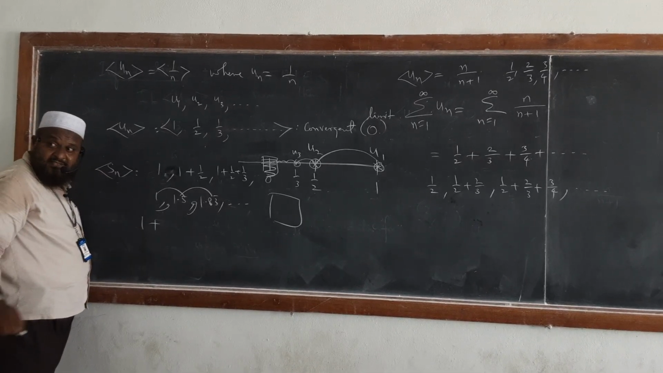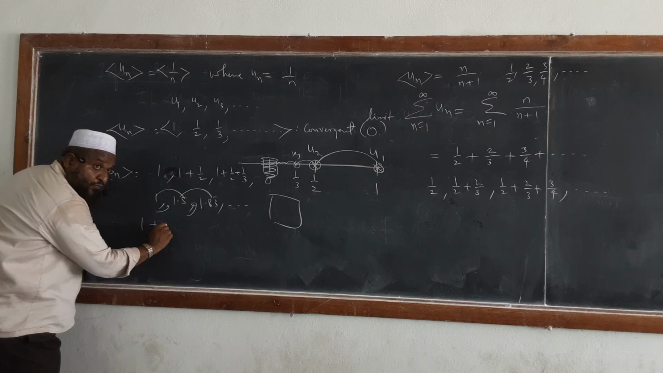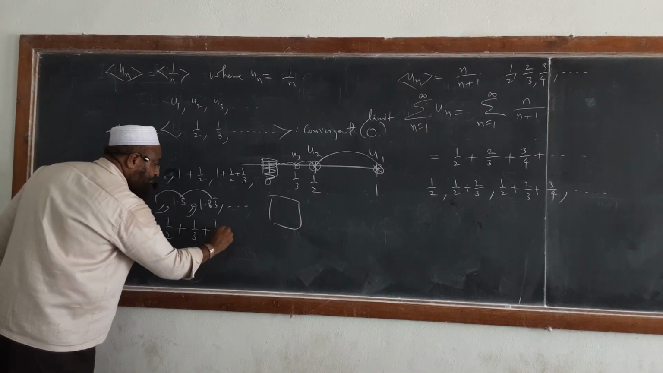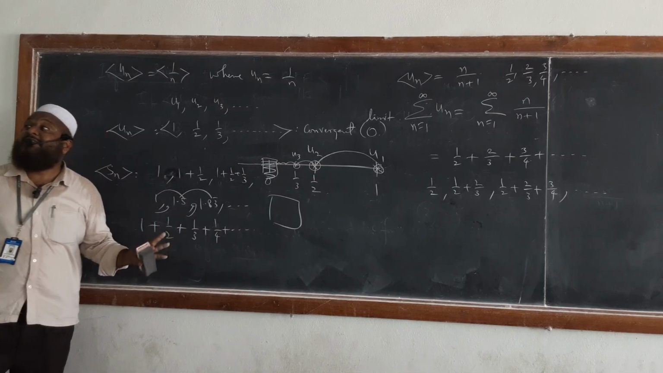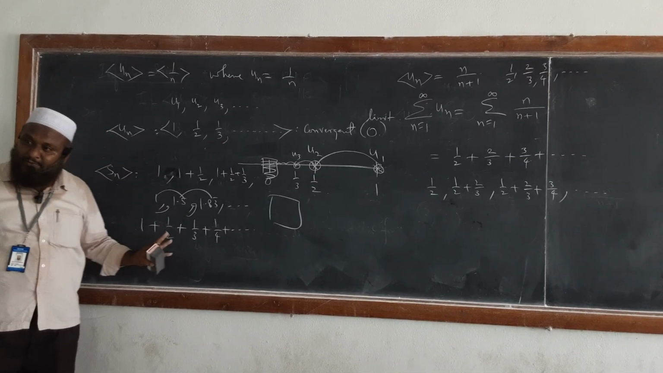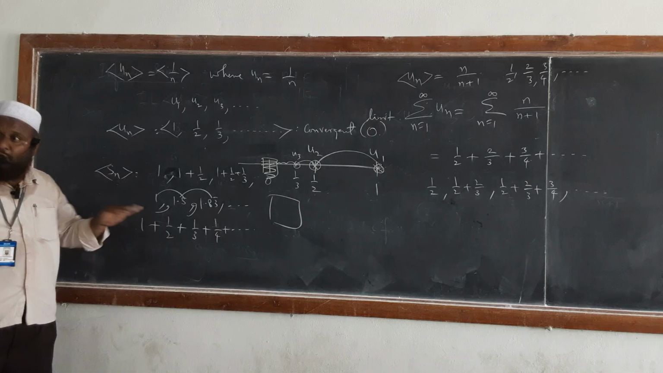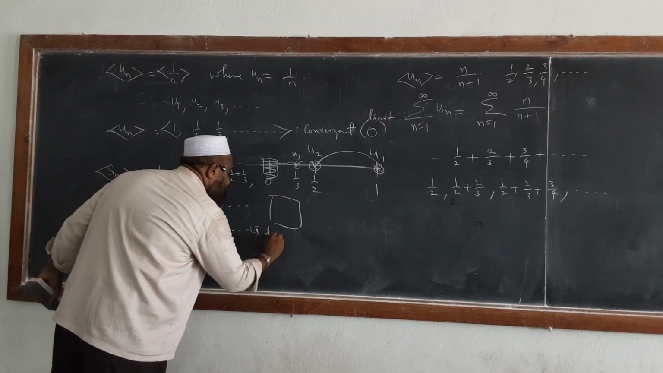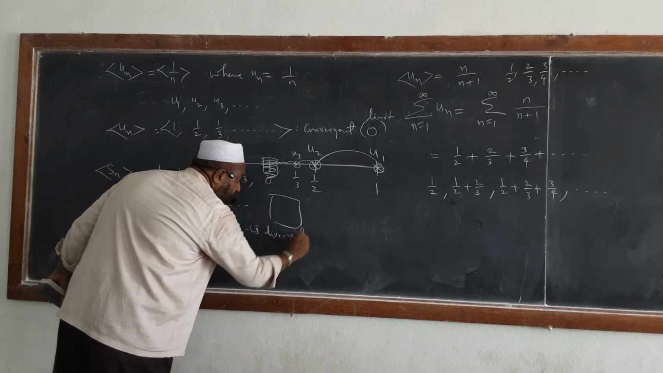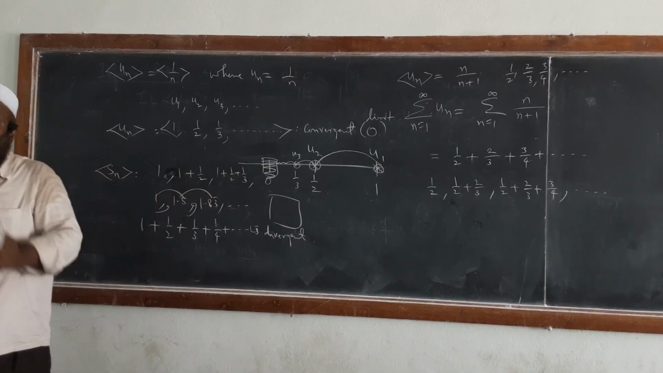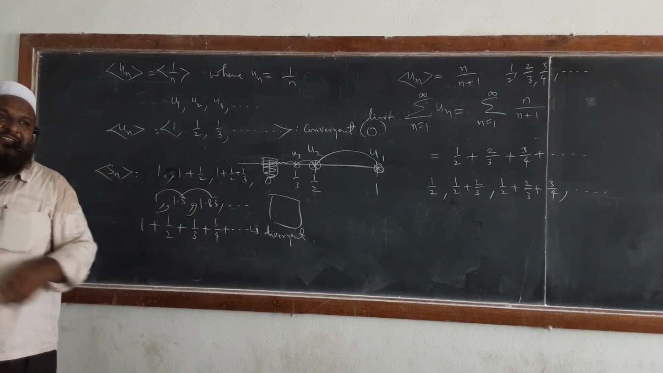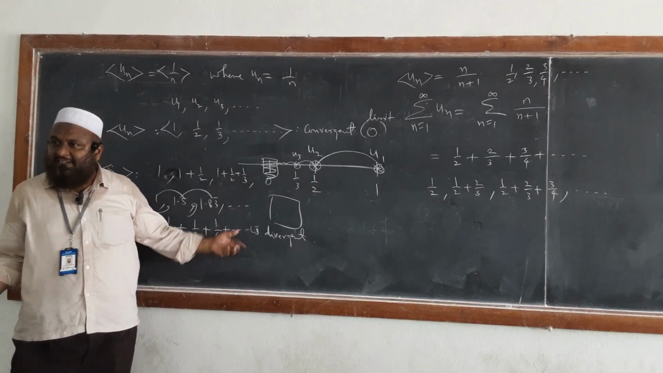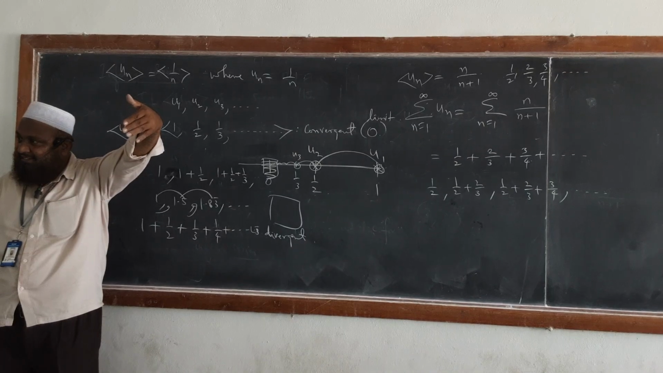1 plus 1 by 2 plus 1 by 3 plus 1 by 4 plus so on. This is divergent because it has no limit. Now the normal, common question that comes is: how is it divergent? We will see in the next class how it is divergent.